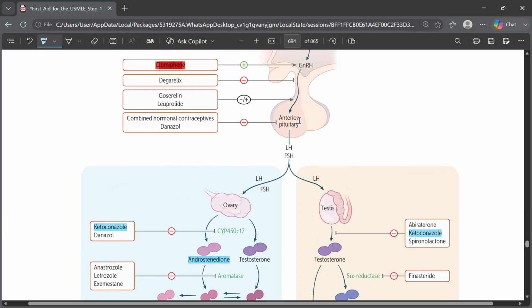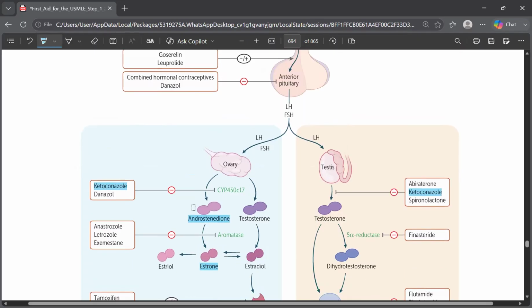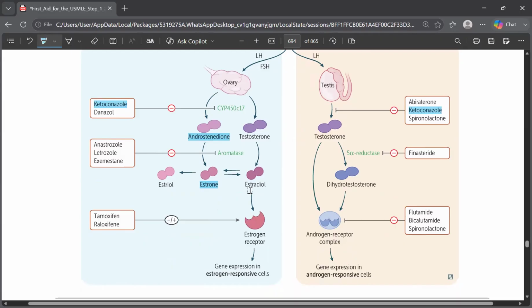Danazol was acting on the anterior pituitary and also on the CYP450 C17 enzyme that stops the production of androstenedione. In the next step, aromatase inhibitors are anastrozole, letrozole, and exemestane. We are going to study what these drugs are, but they're aromatase inhibitors for now. And estradiol acts on estrogen receptor, which can be positively or negatively influenced by tamoxifen and raloxifene. Estrogen receptor then causes gene expression in estrogen responsive cells.